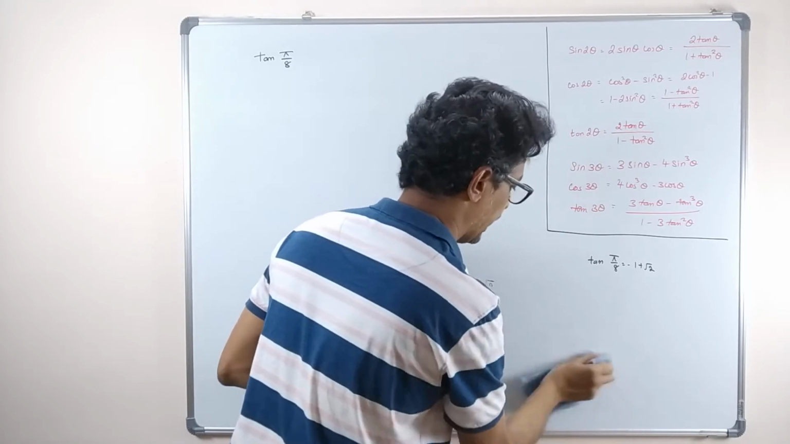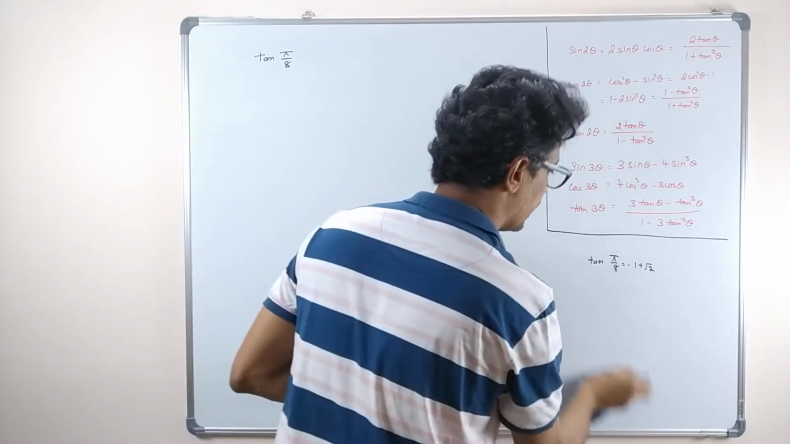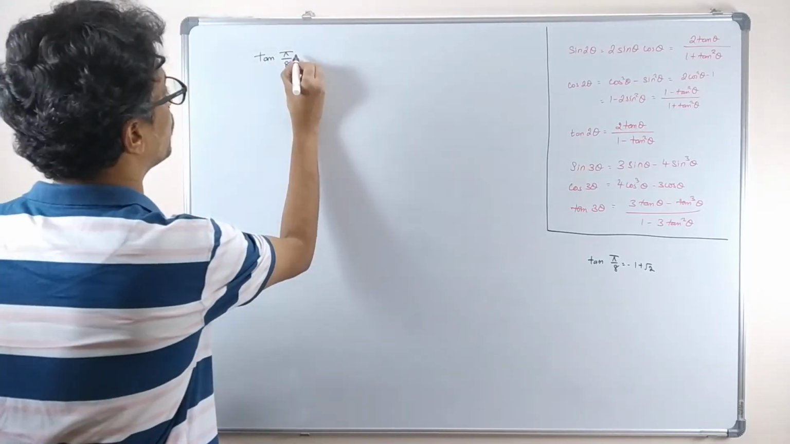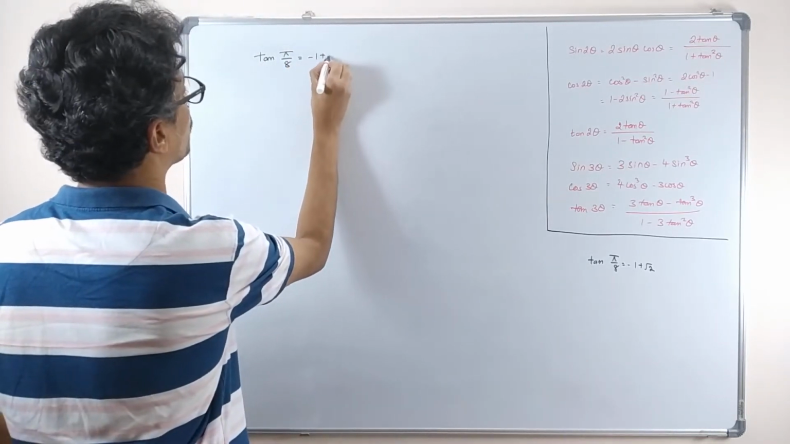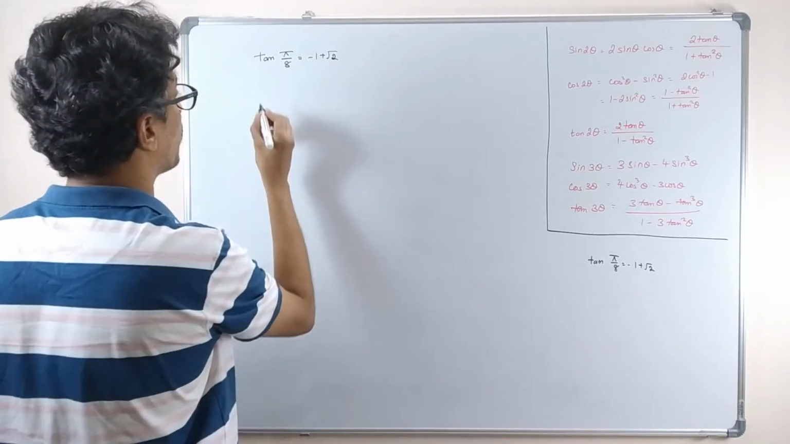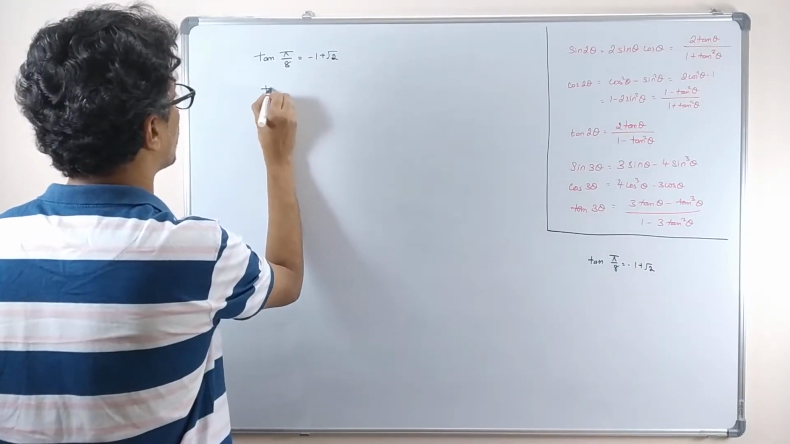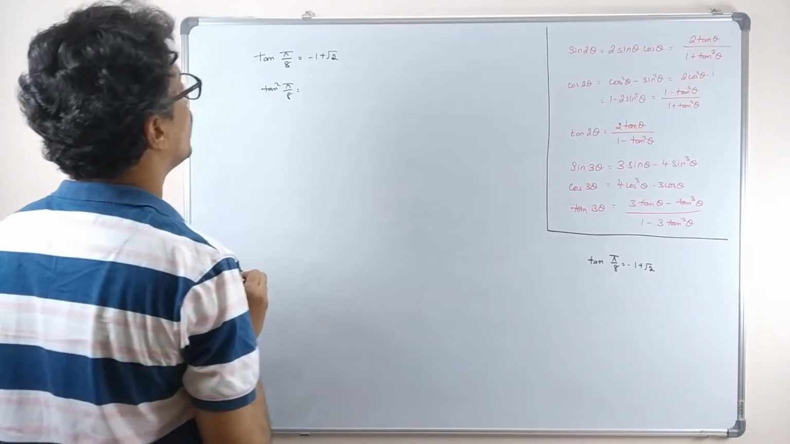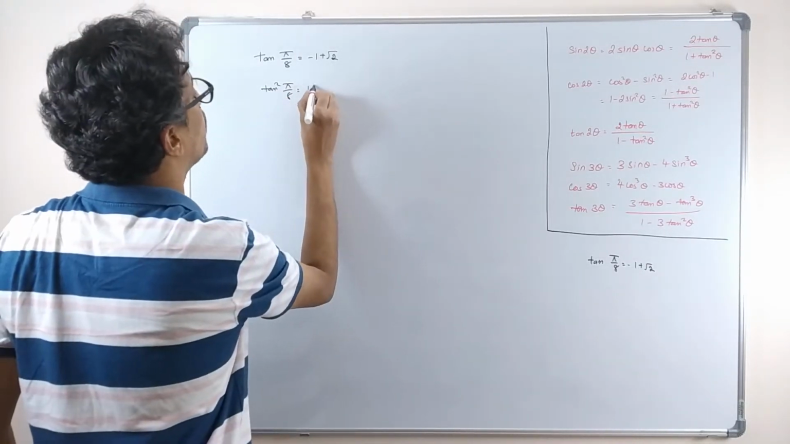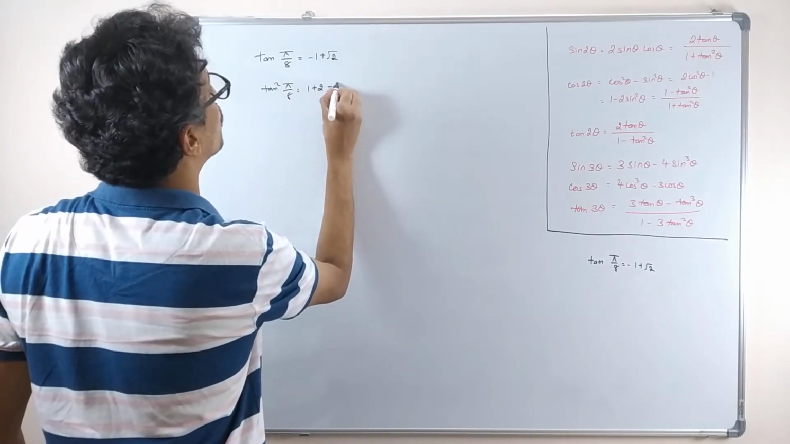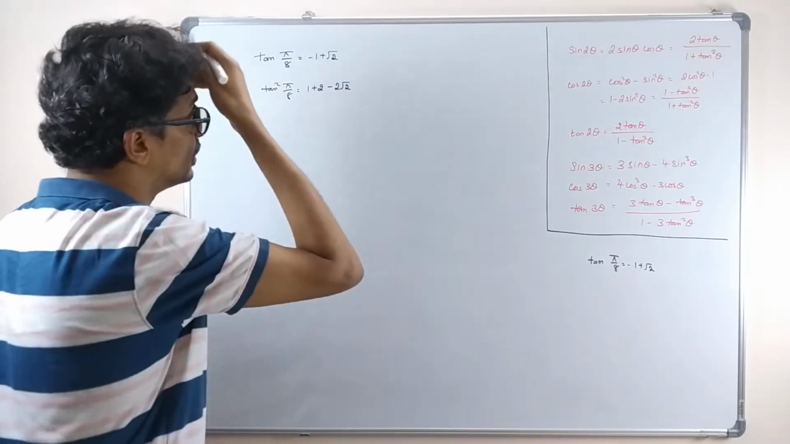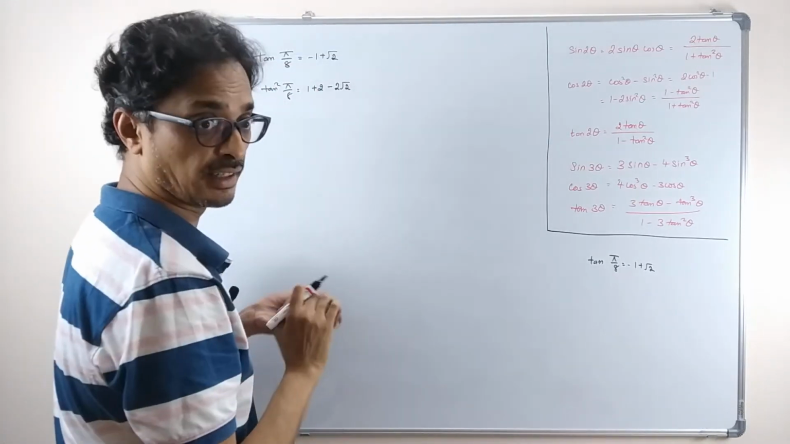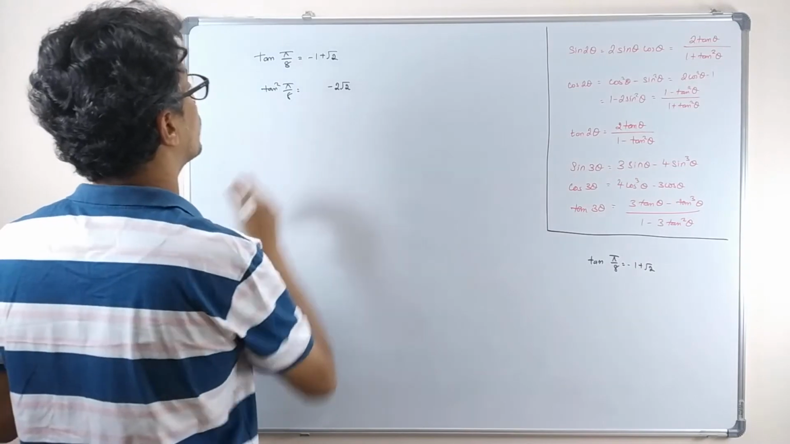So now if I know tan, then we can always find out sine. How will you find it? tan pi by 8 is equal to minus 1 plus root of 2. So tan square pi by 8 will be 1 plus 2 minus 2 root of 2. Is that correct? So 1 plus 2 makes it 3, so this will be 3 minus 2 root of 2.